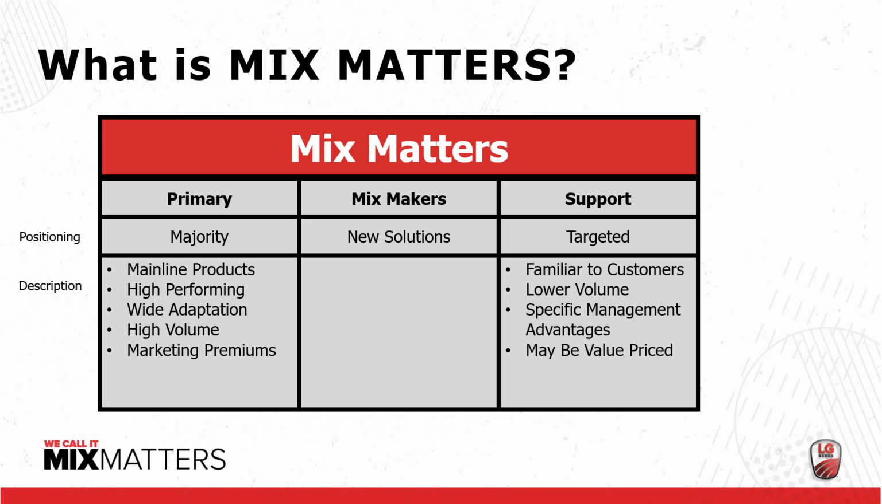And every company usually has what we're calling the support product, the more targeted product. They often can be familiar to customers, usually indicating that they're older. They don't have to be, but they tend to be in that category. They're usually at a lower volume or have moved to a lower volume, and they are usually being used now in a more specific role, in an area or for a need for a specific purpose. And often they may be value priced, having a lower price.